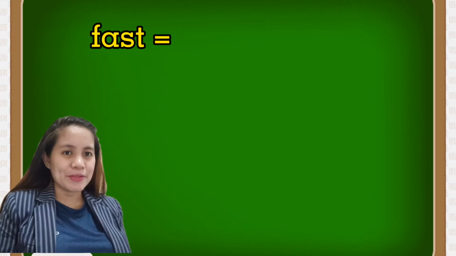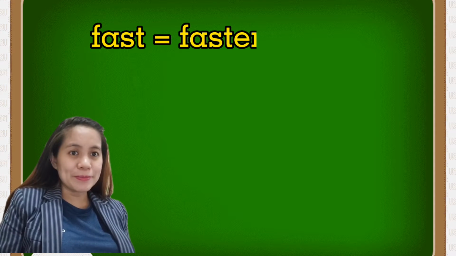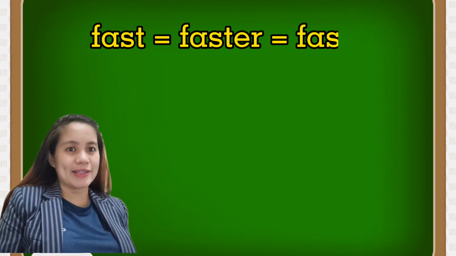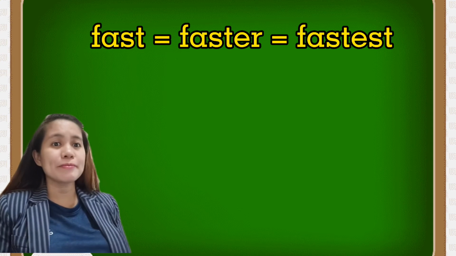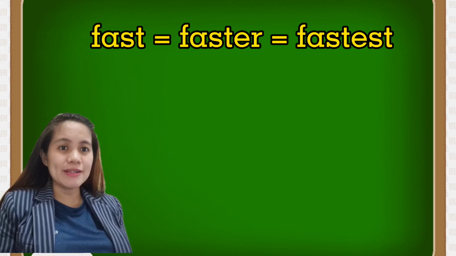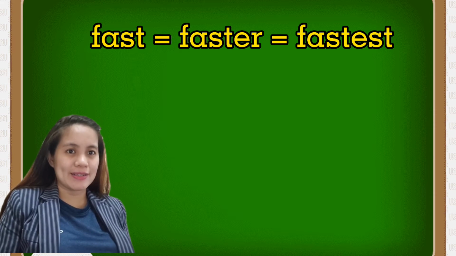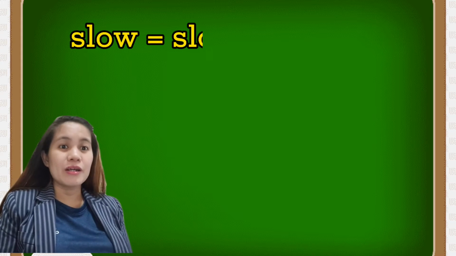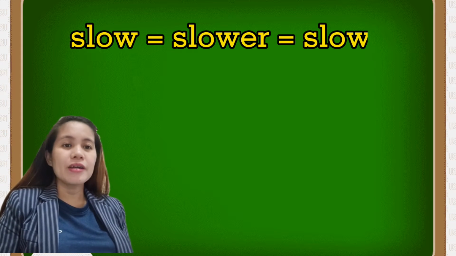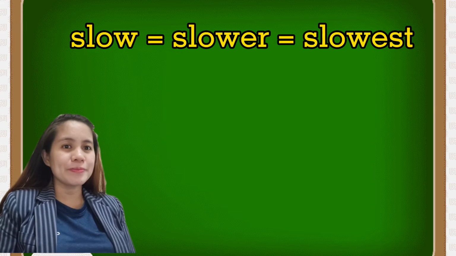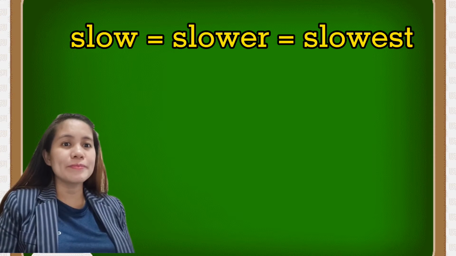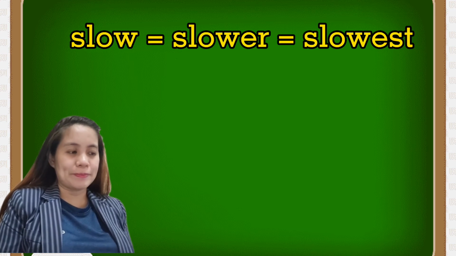So we have fast, faster, fastest. Again, fast, faster, fastest. Next, slow, slower, slowest. Slow, slower, slowest.